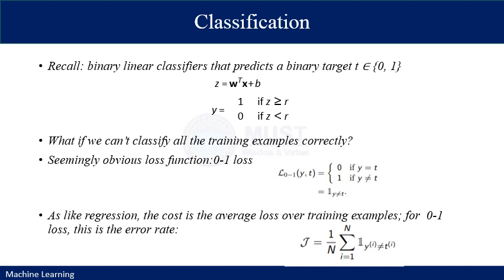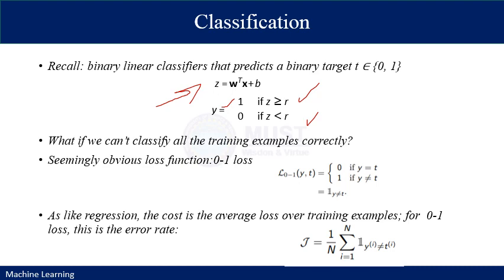So let's move back our discussion to the loss function of the classification. If you recall the binary classifier that predicted the binary targets between 0 and 1, our estimation was the linear model of WTX plus B, and prediction was 1 if it is greater than a threshold and 0 if it is less than the threshold.